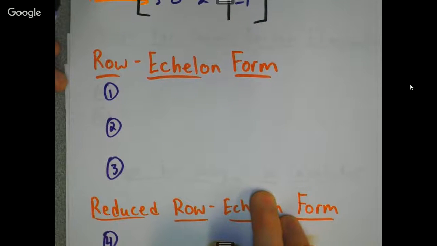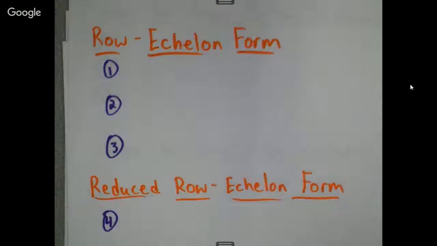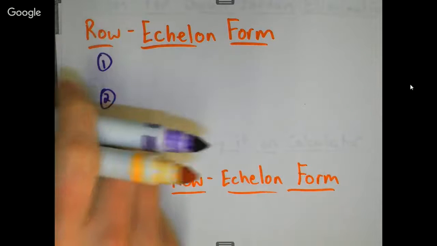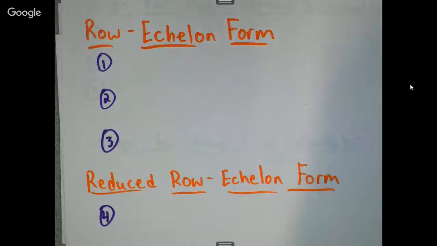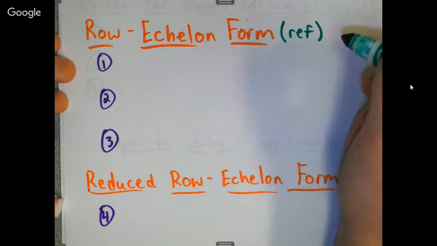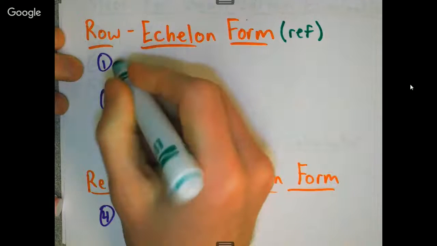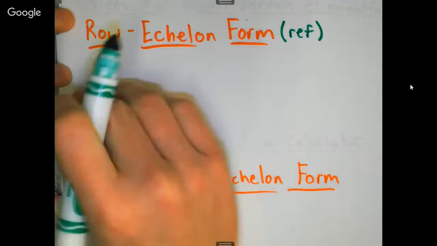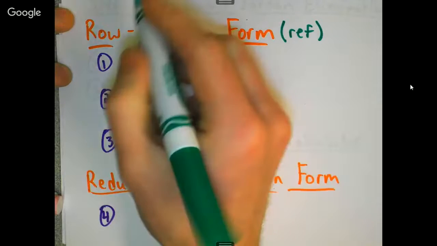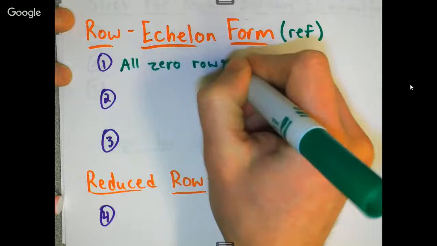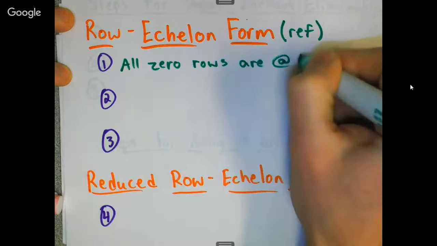So we have two forms that we want to get these augmented matrices in. Okay, and the first form that we might want to get them in is called the row echelon form. Okay, it is often noted REF for row echelon form. And the first thing with row echelon form is that rows with all zeros are at the bottom. So all 0 rows are at the bottom.